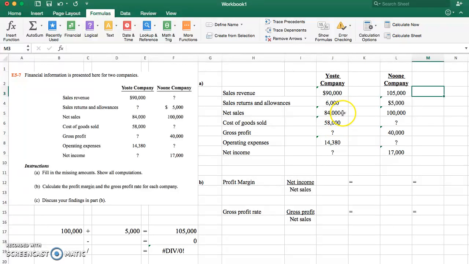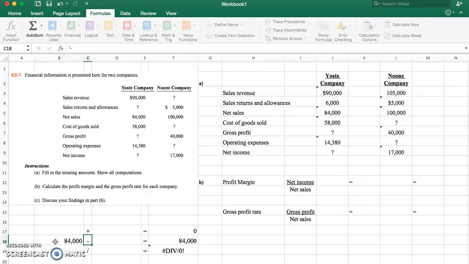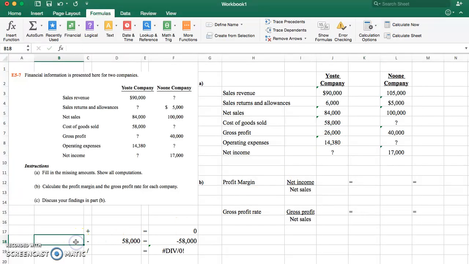For Yost Company, we've been given net sales and cost of goods sold, and we need to find our gross profits. For that calculation, we just take our net sales of $84,000 and we subtract our cost of goods sold, which is $58,000, and that gives us $26,000 in gross profit.